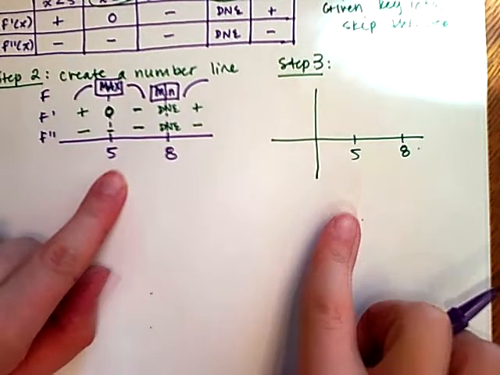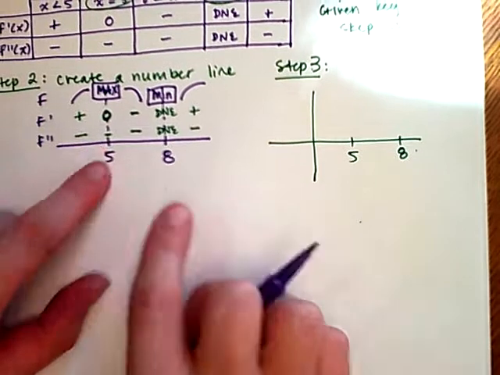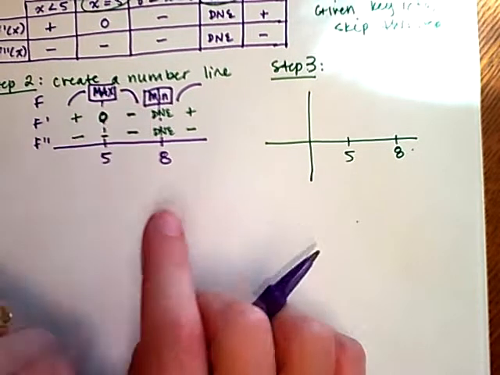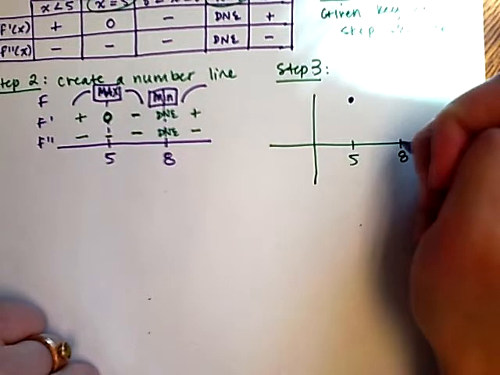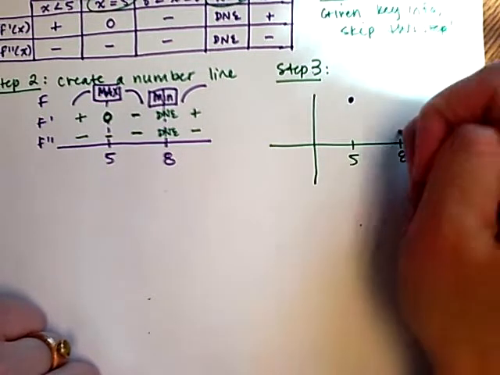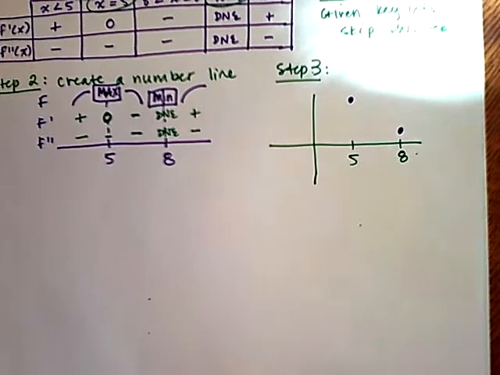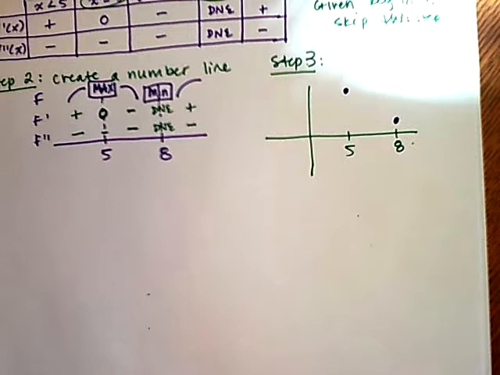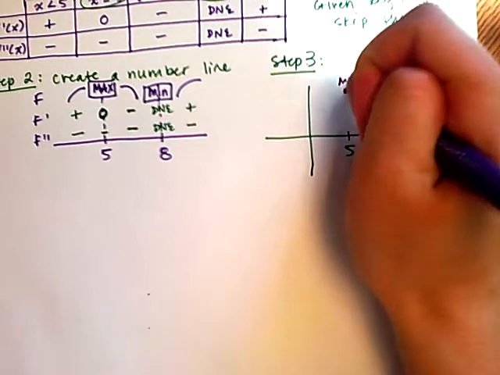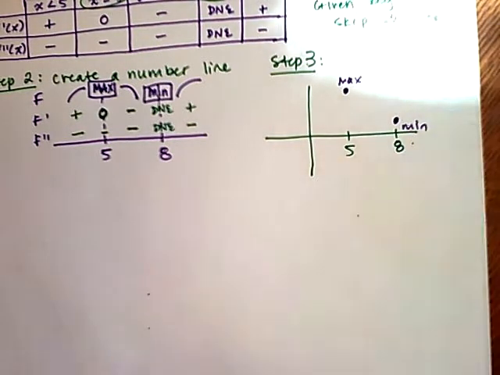And it doesn't really matter what height I have them, except that since 5 is a maximum and 8 is a minimum, I'm going to decide to put 5 higher and 8 lower. So maybe there. You could have put either of these down here too, it doesn't matter. So now I know that's a max, and I know this is a min.